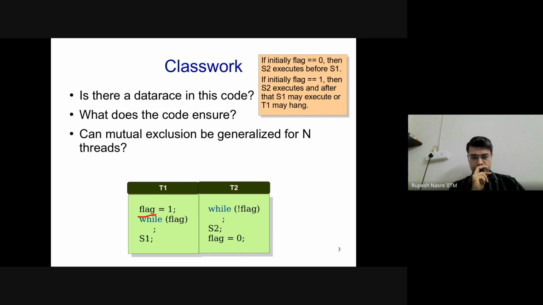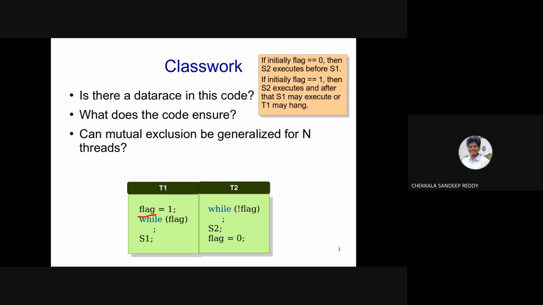So if the initial value is 0, T1 can still hang, is it? Yes, sir, because maybe flag is equal to 0 got completed, and then after that flag is equal to 1 may start, right? So in addition, I think we have to add one more flag so that T1 doesn't stall.